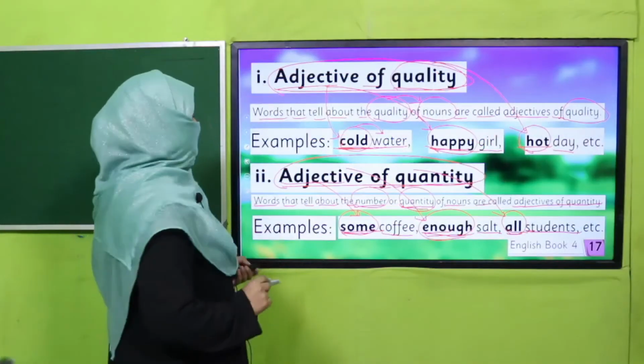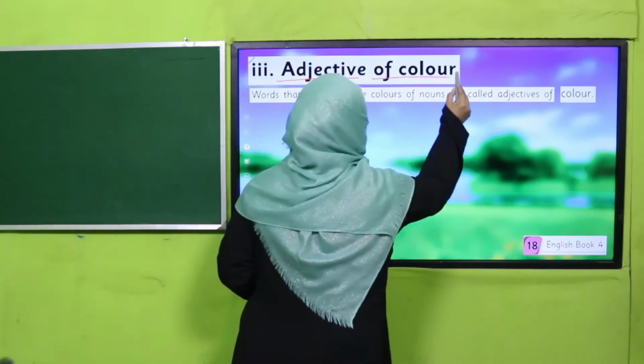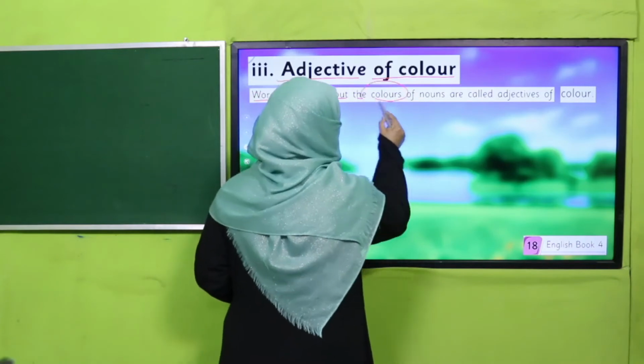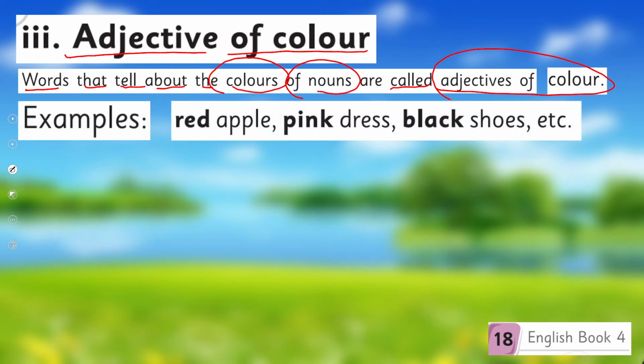All right. The next is adjective of color. The words that tell about the colors of nouns are called adjective of color. Its examples are red apple. Again, this red is describing the color of the noun. Pink dress. This pink is describing the color of the noun. Black shoes. Black is telling the color of shoes. So all these are adjectives of color.